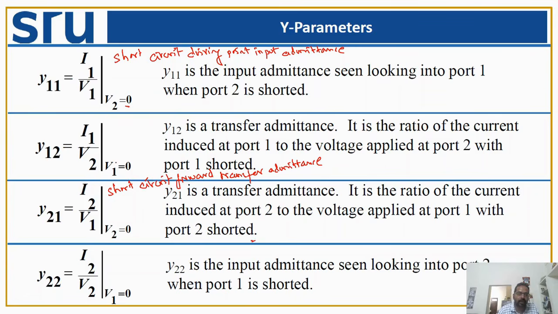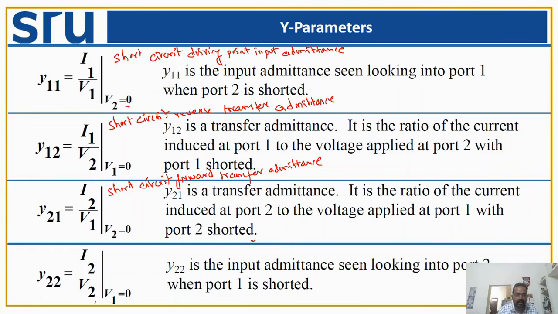Similarly, when we make V1 equal to 0, nothing but we are short circuiting it, and we are exciting at the second port and getting the response at the first port, right? So it's a reverse transfer admittance. It's a ratio of I by V. So it's a short circuit reverse transfer admittance.